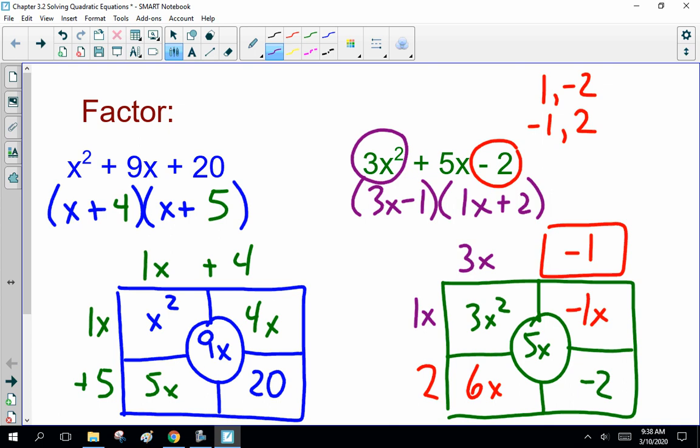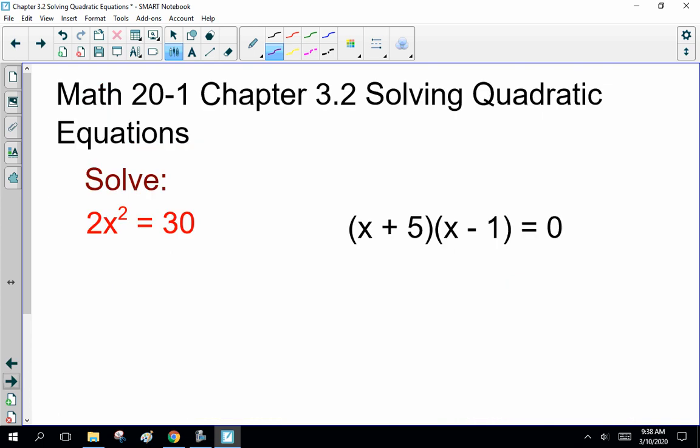Okay? Now, today's lesson, Chapter 3.2, Solving Quadratic Equations. Remember when I say solve, I get x equals something. So, looking at this 2x squared equals 30, we want to get x all by itself. Now remember BEDMAS: brackets, exponents, division, multiplication, addition, subtraction. That's the order you do things in. When you're simplifying an equation, you work backwards. So it is subtraction, addition, multiplication, division, exponents, and brackets last.